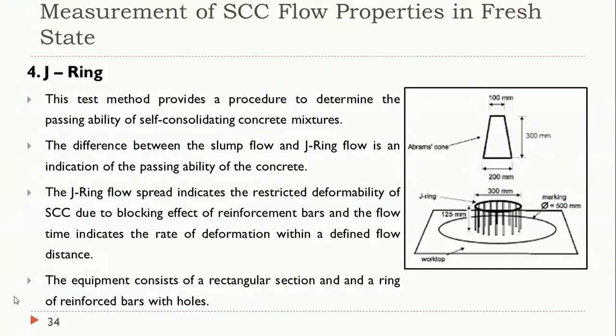So the difference between the slump flow and the J-ring: in the slump flow test, the first test that we explained, we measured the flowing ability of the concrete. Here we are measuring the passing ability of the concrete in the J-ring test. Okay, so why are we measuring the passing ability?